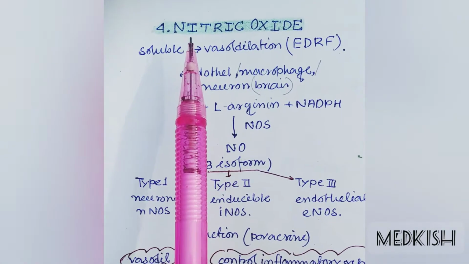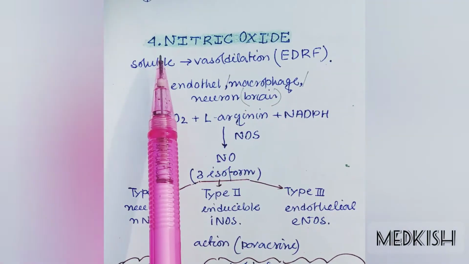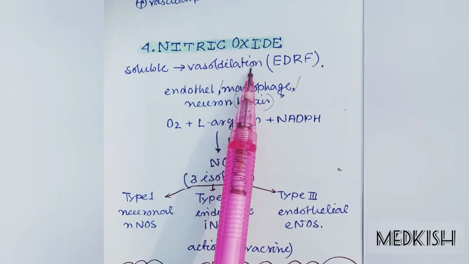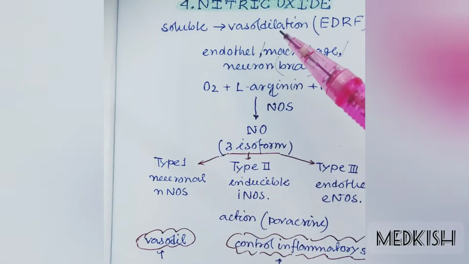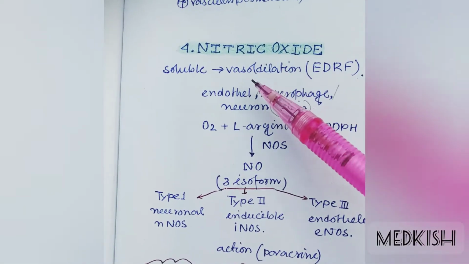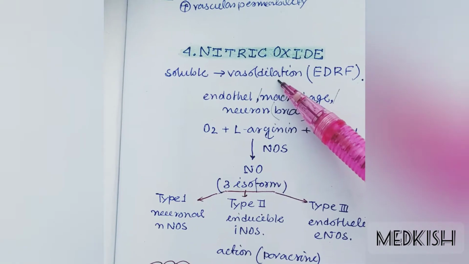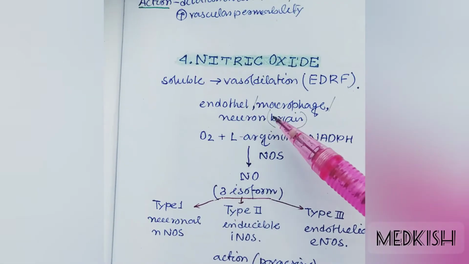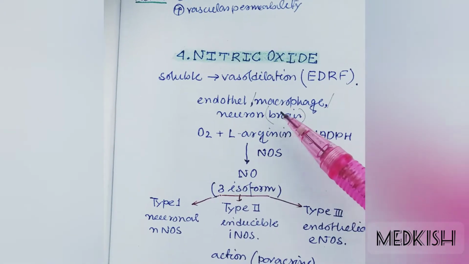Fourth chemical mediator is the nitric oxide. Nitric oxide is a soluble product and it causes the vasodilation, that is endothelium derived relaxing factor. It is produced by the endothelium, macrophage or the neuron in the brain.